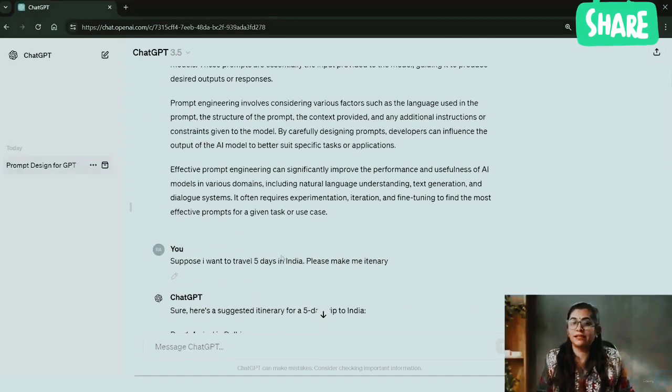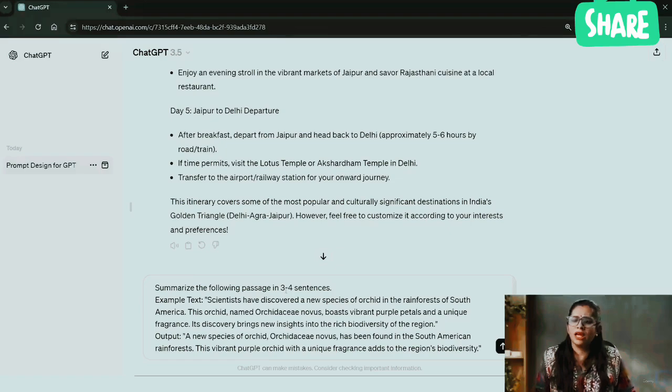I have not said here what I like. I have not said whether I am a beach person or a mountain person, or what kind of places I want to travel to, hot, cold, nothing. It has not asked either. This is the random prompt that I have given ChatGPT. Now, let's see a different kind of example.